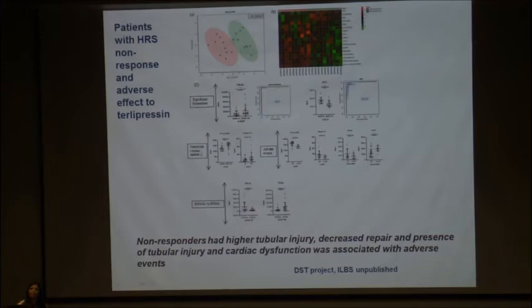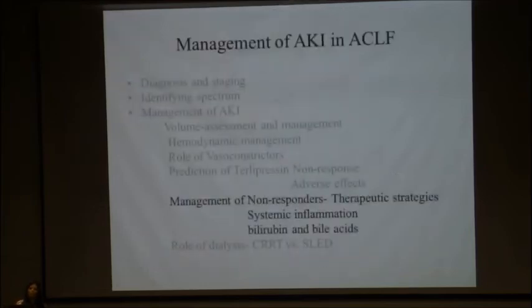This is our unpublished data. We showed here that patients who do not respond have higher levels of cardiac dysfunction markers. These are NT-proBNP and troponin T, which were markedly higher, and this was predicting the non-response, apart from the NGAL. We did this dynamically, and we showed that patients who got adverse effects also had more cardiac dysfunction. So this is an important area which we should be looking at.